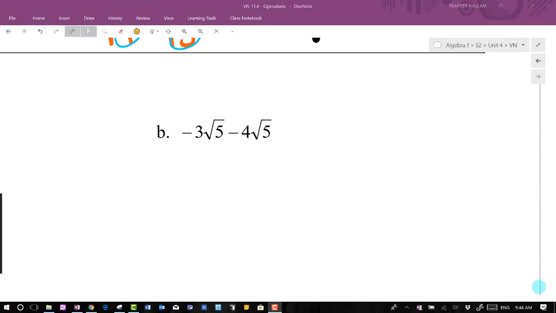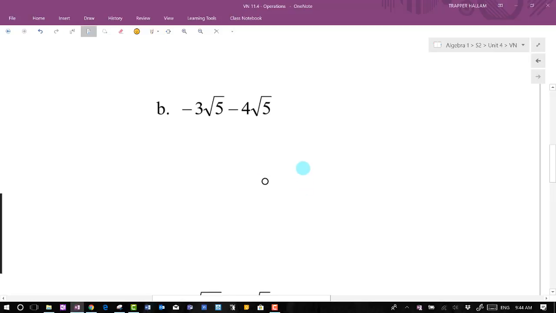Okay, hi and welcome to the note video on operations with radical expressions. Again, specifically more than one radical term. So you can see here in example B, we've got two radical terms. What can we do with it, and how do we make sure that it's simplified?